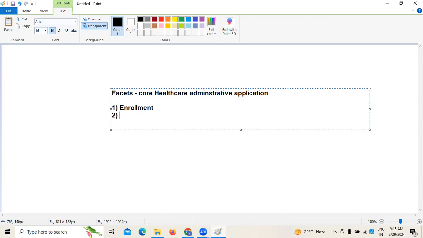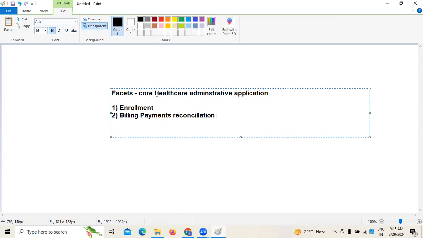So after enrollment, the next is billing and payments, whatever the healthcare billing as well as payments, and at the same time billing and payments reconciliation, right? This is also one of the key areas we must be familiar with. The next one is claims and encounters, right? Claim processing, claim adjudication, right from the claim submission to claim processing and claim adjudication, all of this comes under claims.